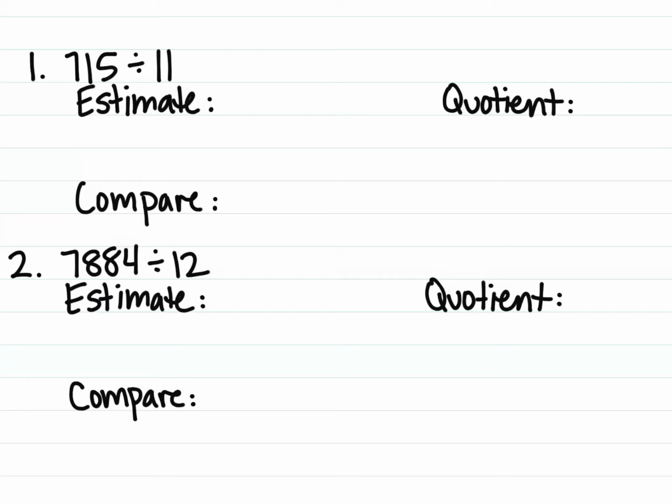First, we need to round to estimate the quotient. Then we need to calculate it using a calculator, or you can do it by hand if you really want to. And then we need to compare the estimate to our quotient.